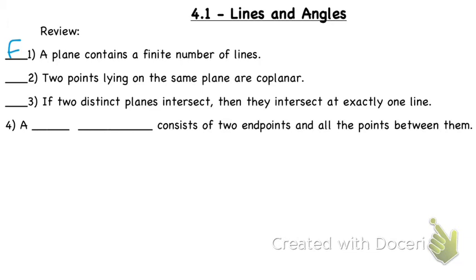Okay. Number 2, two points lying on the same plane are coplanar. True. If two planes intersect, then they intersect at exactly one line. It's actually true. Let's think about it this way, okay? This wall behind me could be a plane. The ceiling could be a plane. The wall and the ceiling intersect at the entire crease, this line running across.